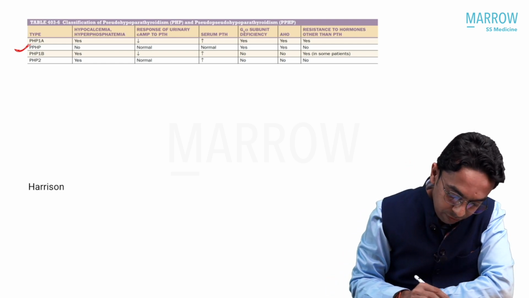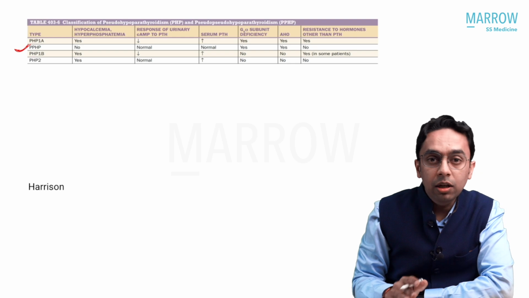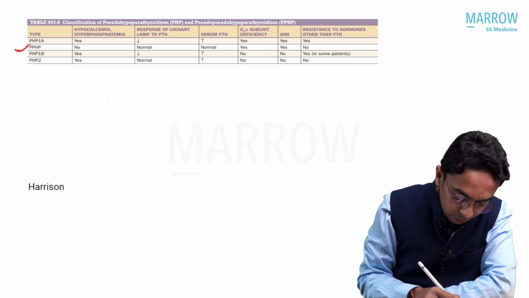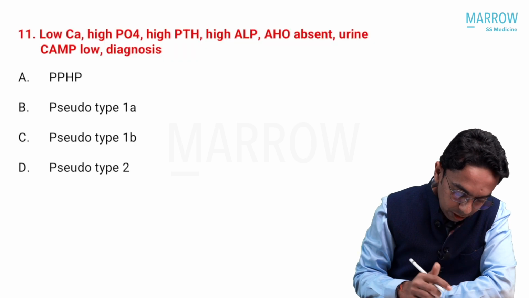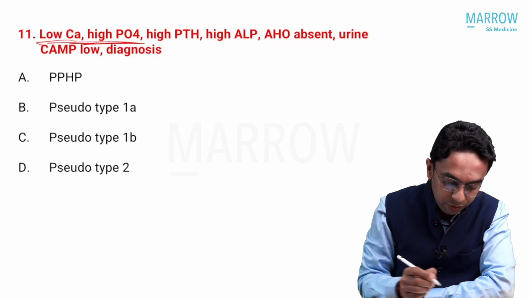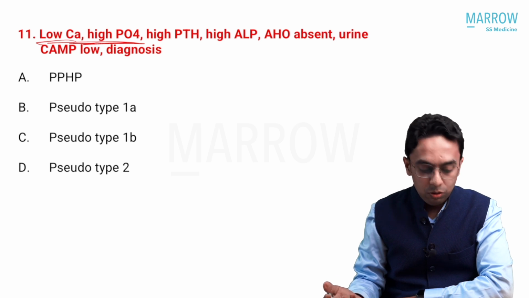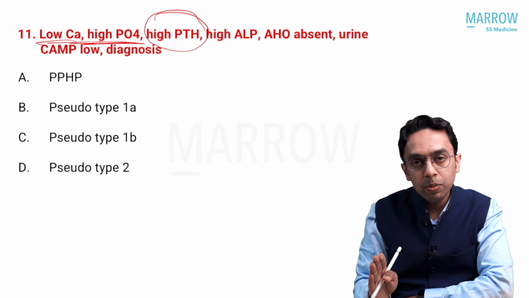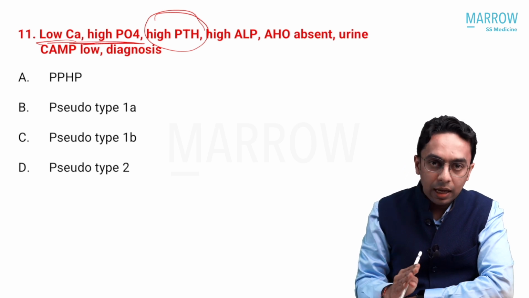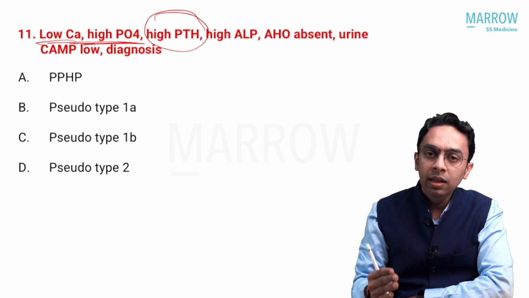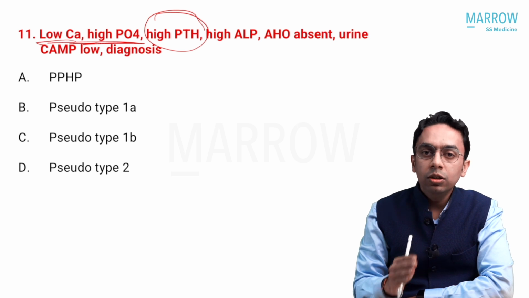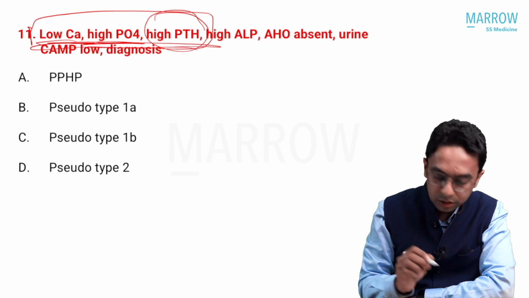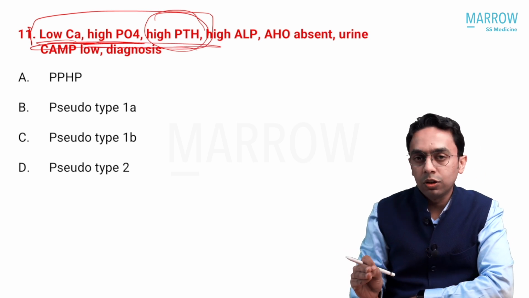If you have abnormal biochemistry, first see what is abnormal. We know that if they've given low calcium with high phosphate, that is hypopara. But they have given high PTH. That means it's not hypopara. The PTH is high, still it is not acting. That means it's a case of pseudohypopara. So only by these three things we can establish that this is a patient of pseudohypopara.